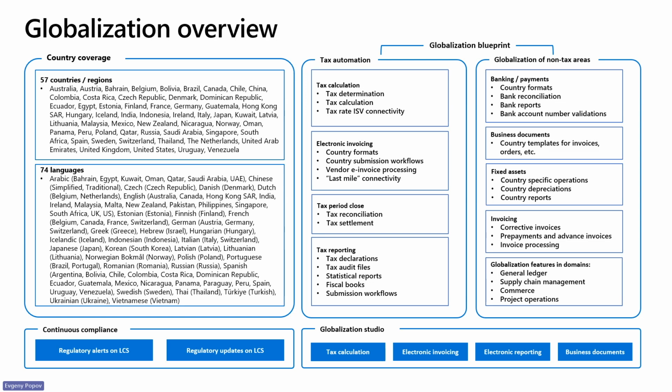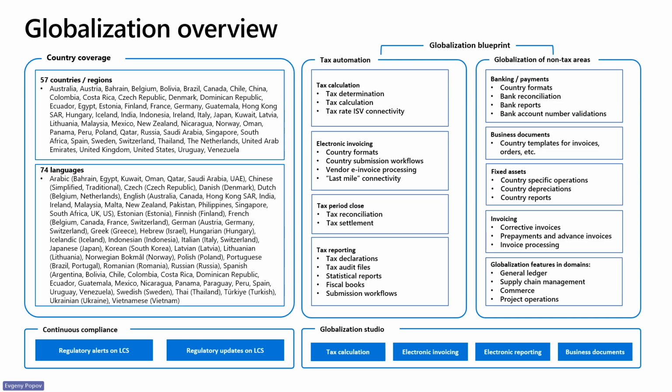Dynamics 365 Finance includes a wide range of tools and services that support implementing, maintaining, and customizing globalization functionalities. These include engines or services such as the highly configurable tax calculation engine, which has been in the market for 3 years already, and the electronic invoicing microservice that also has been in the market for more than 2 years already. And the electronic reporting framework is the foundation for our globalization tools. These tools and services are combined in the so-called Globalization Studio.